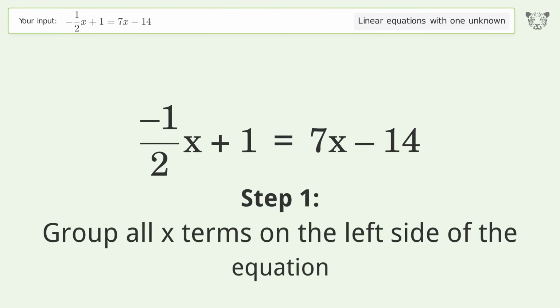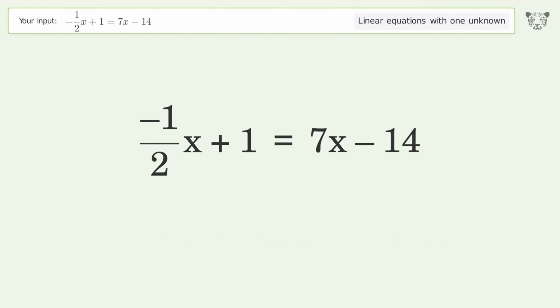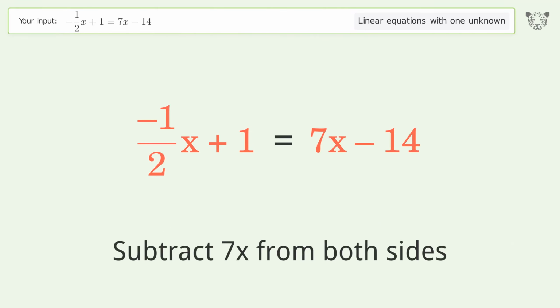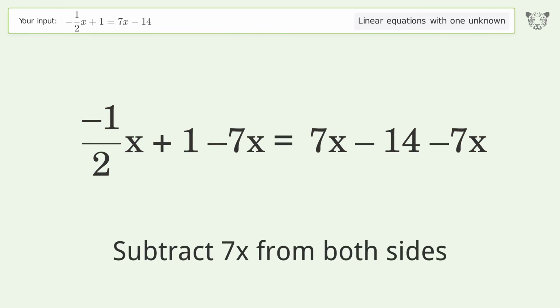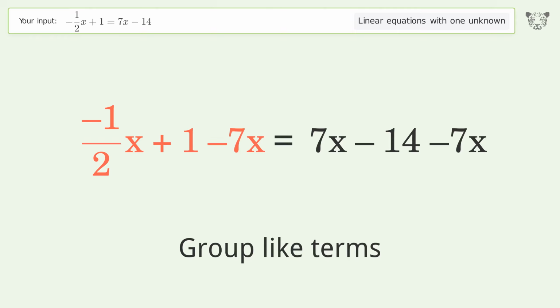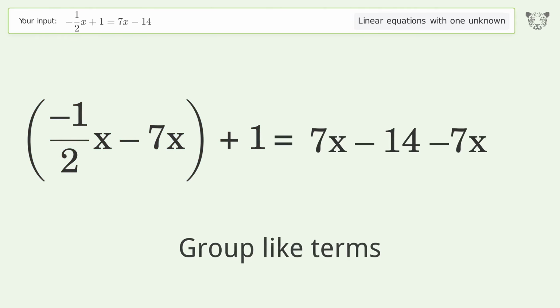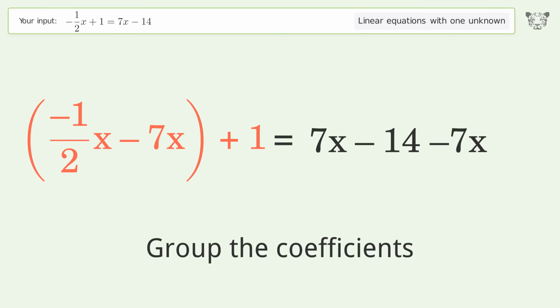Group all x terms on the left side of the equation. Subtract 7x from both sides. Group like terms. Group the coefficients.